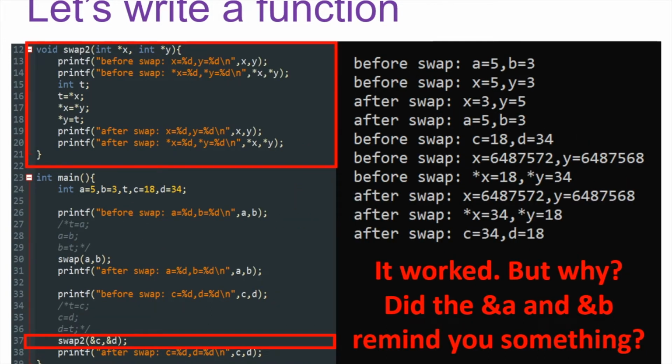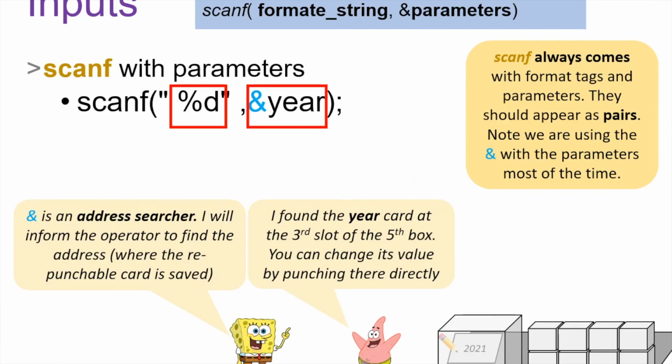Let's write a new version, swap2, and apply it to exchange the values of C and D here. You will see from the result, it worked. So by checking out this code, do you find something familiar? Those ampersands before A and B, did they remind you of something? This is what we introduced at the very beginning of this course for the function scanf.